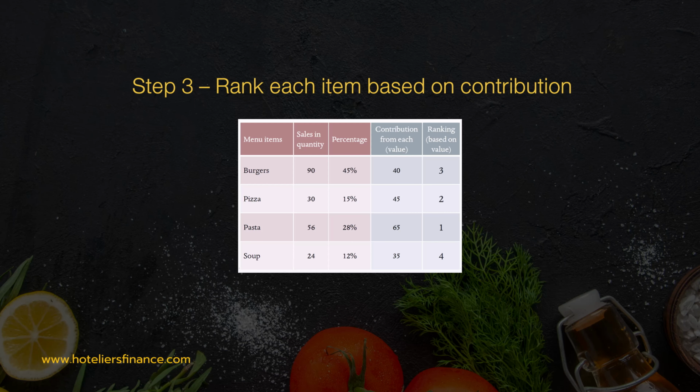In our example, the top one is pasta. With 65 contribution, it is rank 1. Then we have rank 2 pizza, then burgers and then soup. We know which item, when sold, gives us maximum value. The correct recipe cost is important, and this recipe cost, when we minus it from the sale value, gives the contribution, and we know which item is contributing most. So now we have 2 values: the contribution ranking and the high selling item based on the percentage.